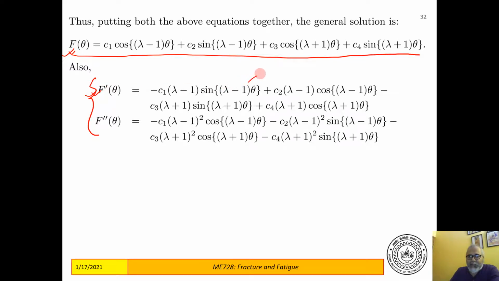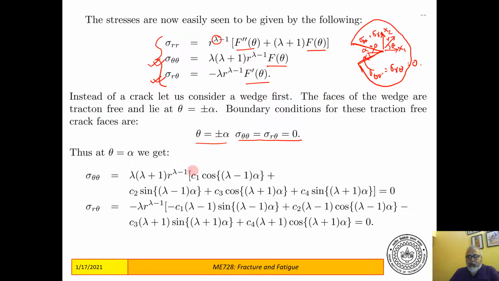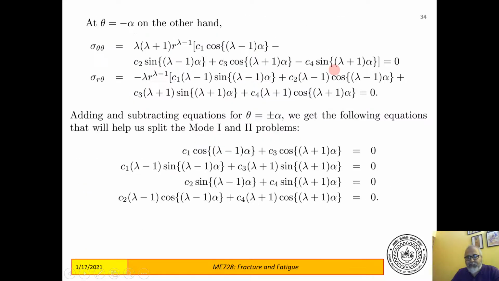I replace theta by plus minus alpha everywhere, and then what I get is sigma theta theta at theta equal to alpha is equal to 0, and sigma r theta at theta equal to alpha is equal to 0, which establishes that this face is traction free. I do the same for this face also. I get two more equations. I put theta equal to minus alpha, and I get these two equations. Sigma theta theta and sigma r theta are equal to 0 on the lower face. So these quantities are 0 on the lower face as well.